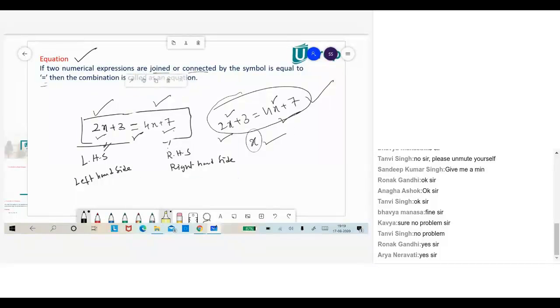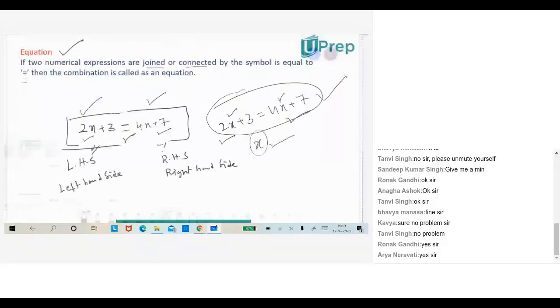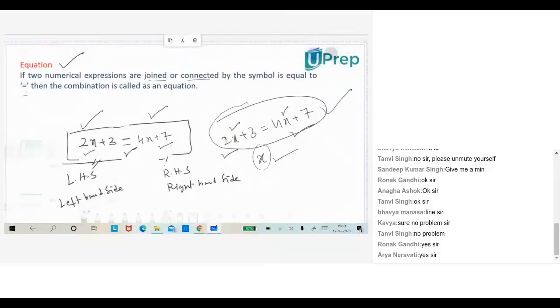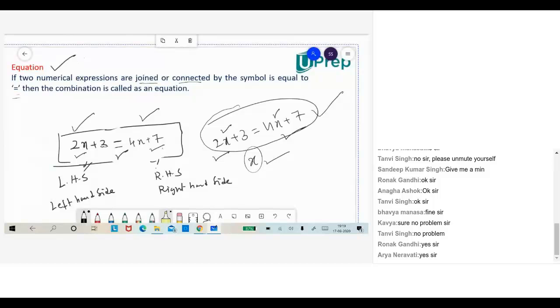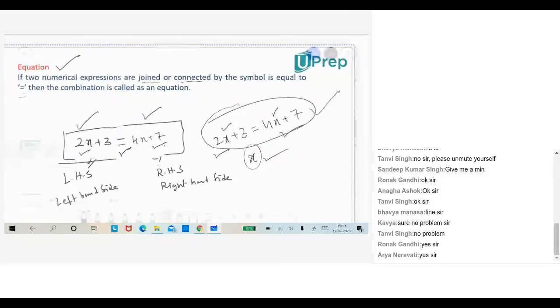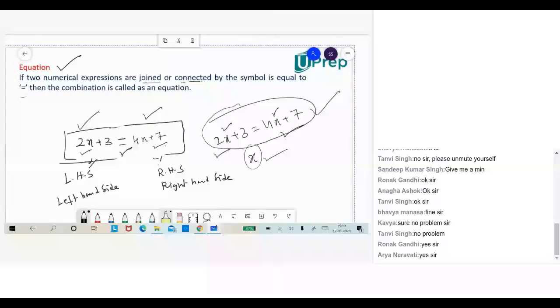I'll share another screen. First, everyone write this statement. What is an equation? Complete this statement. Everyone write this statement: if two numerical expressions are joined or connected by the symbol equal to, then the combination is called an equation. Please write that.